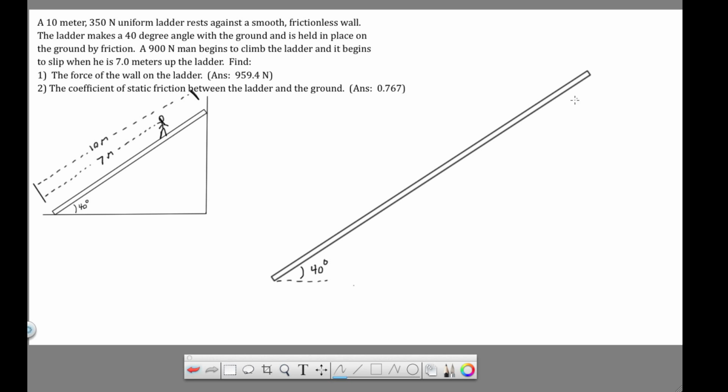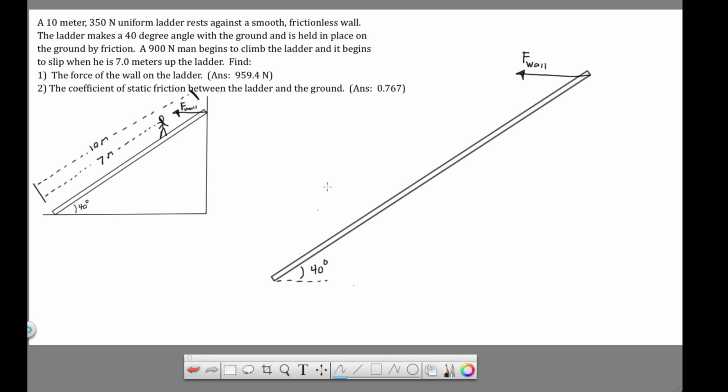So we'll start up here at the top of the ladder. The ladder's leaning against the wall. So the wall is a surface, and the force of the wall on the ladder is basically a normal force. So we know that normal force is perpendicular to the surface. So the force that the wall exerts will be perpendicular to the wall. So this is force of wall right here. So we'll stick that on our diagram. So we have a force from the wall which is perpendicular to the wall, and we'll call that force of wall.